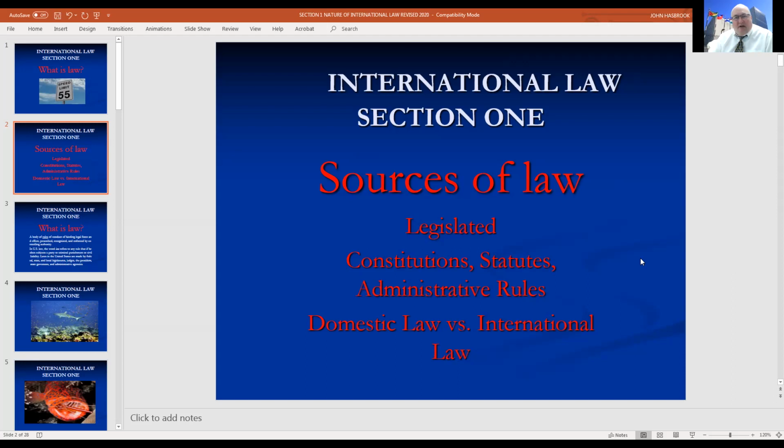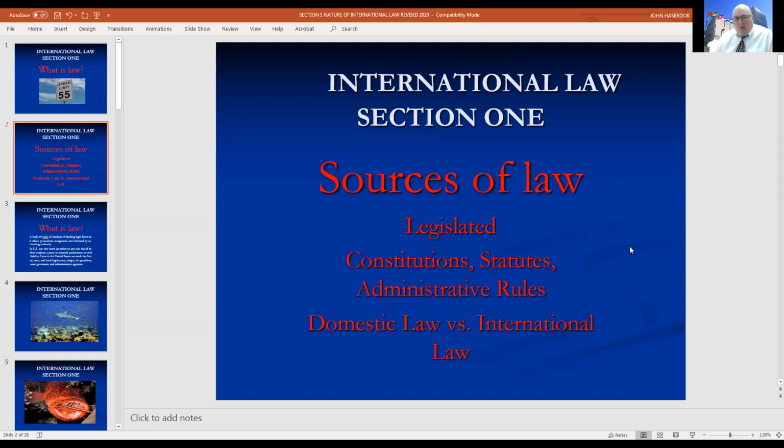And we'll get into the nuances more when we talk about the United Nations later in the term. But for right now, I just want to start off with this basic idea of what is law, how is law created, and how is domestic law different from international law.